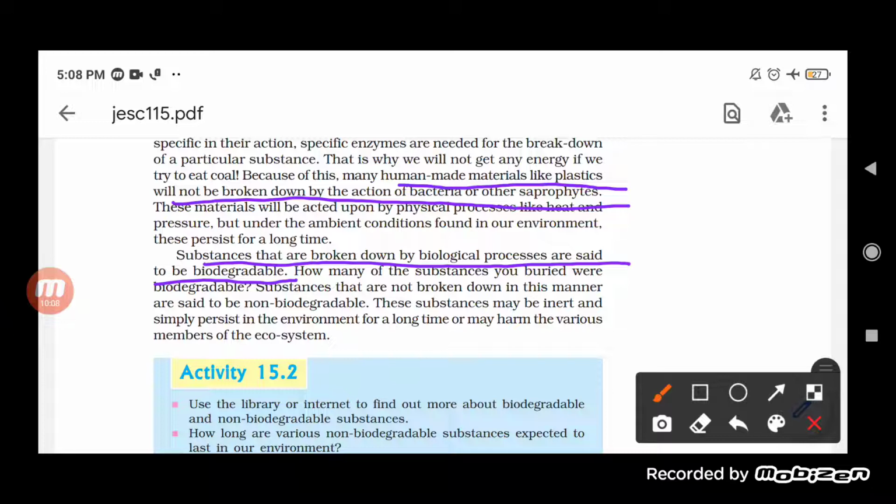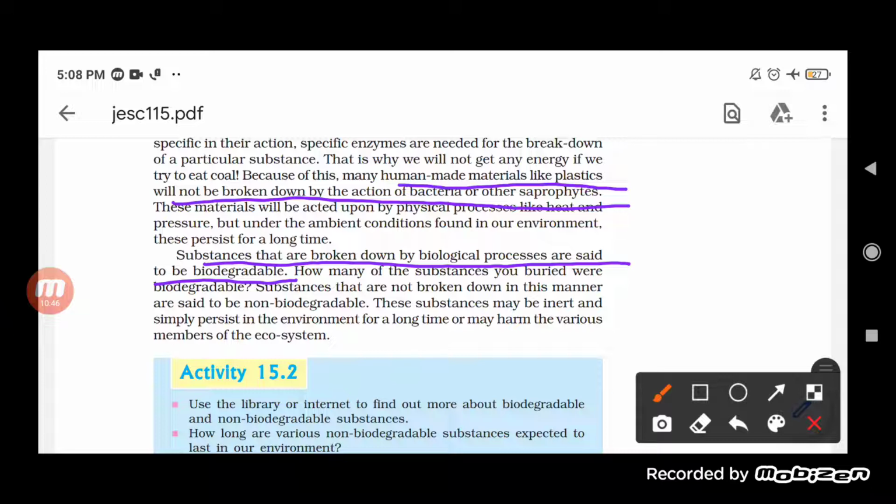So, food, vegetable peels, leaves, tea leaves, these all are biodegradable. Even paper also, students. These are all substances which can be easily converted into compost, substances in which the bacteria will break them into small pieces or convert them into compost. Such substances are called biodegradable substances.